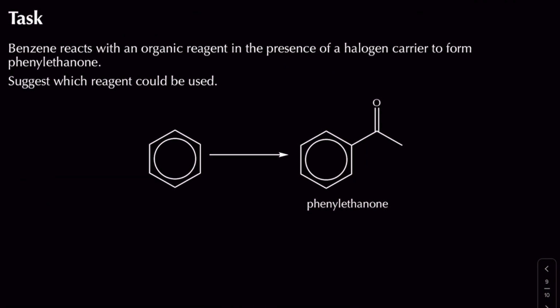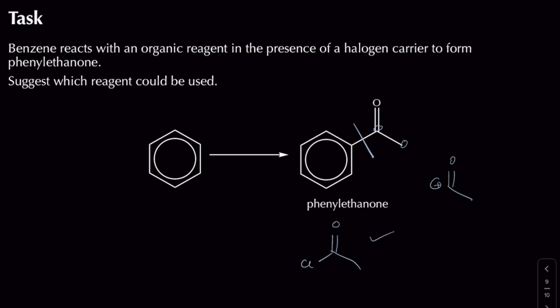Moving on, another question here. Feel free to pause the video and have a go at the following. Going over this one, we've got benzene reacting with an organic reagent in the presence of a halogen carrier to form phenyl ethanone. Suggest which reagent could be used. What I would do is slice the bond that is involved and draw out what's left over, which in this case is carbon double bonded to oxygen, and then one carbon atom over here as well. Now we've got a positive charge over here, so we've got to think, what can we replace it with? In this case I would have a chlorine there to make ethanoyl chloride itself.